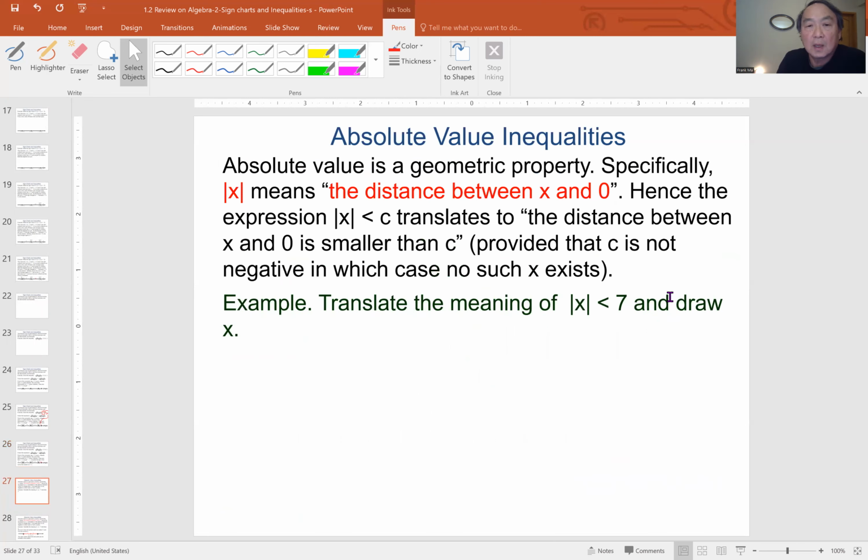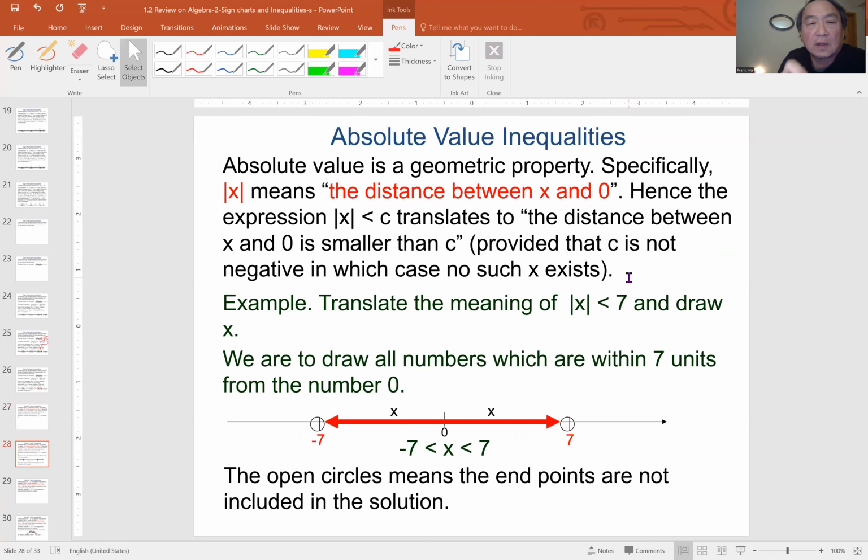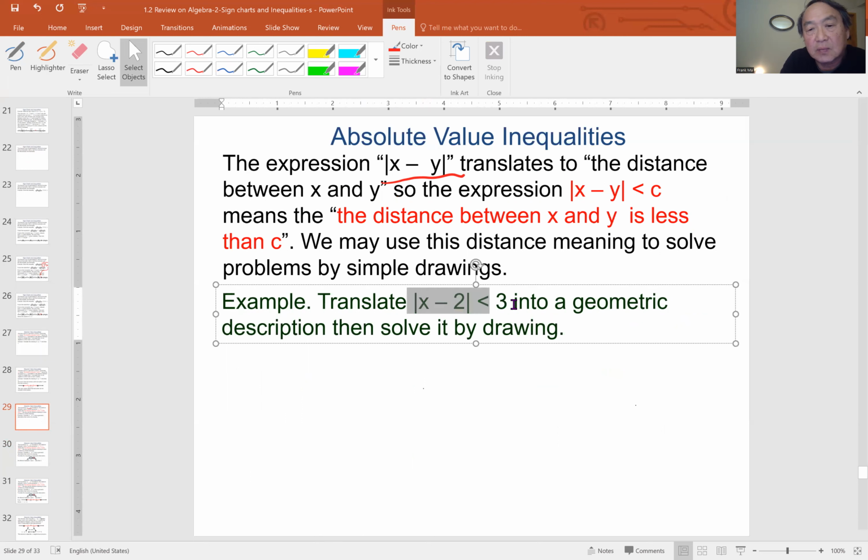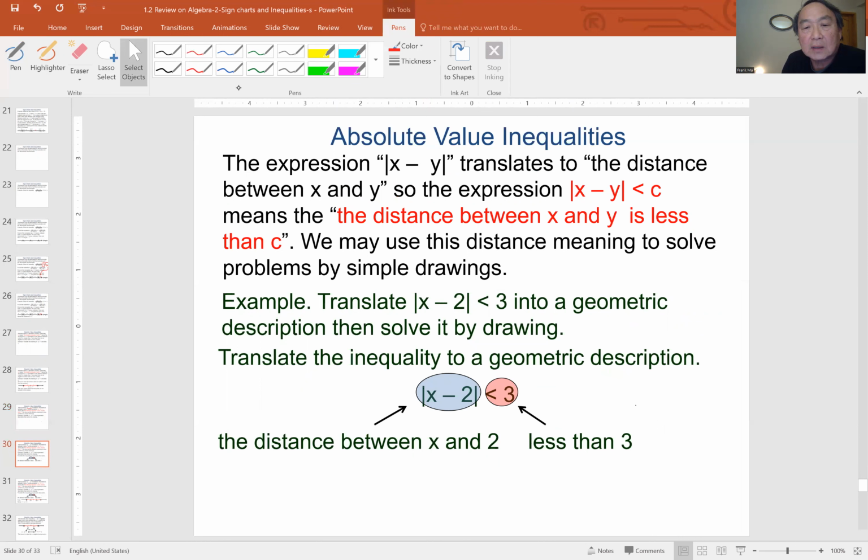We use a picture, but now with absolute value. Absolute value of x less than a number means the distance between x and 0 is less than 7 over here. So in other words, x must be between 7 and minus 7. In general, the absolute value of x minus y is the distance between x and y. So to read this sentence, the distance between x and 2 has to be less than 3.